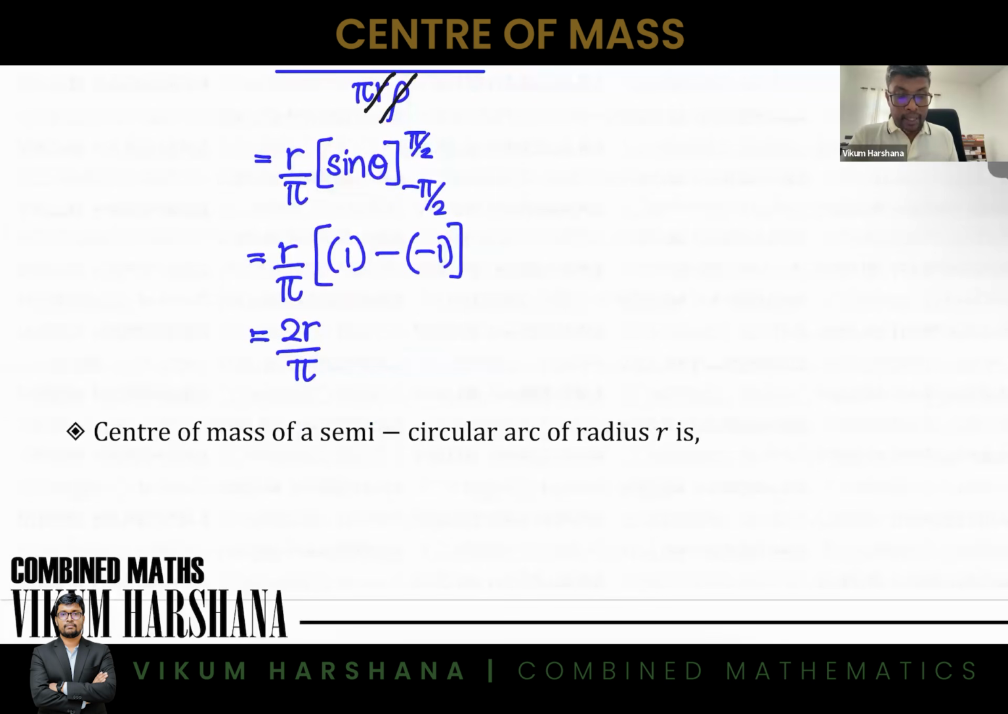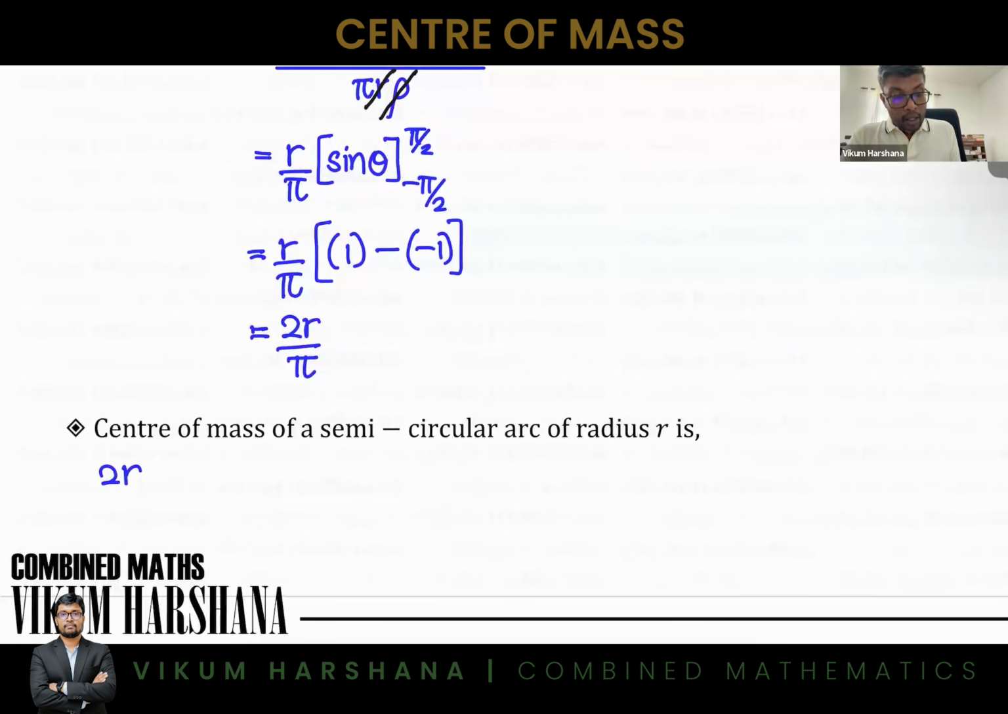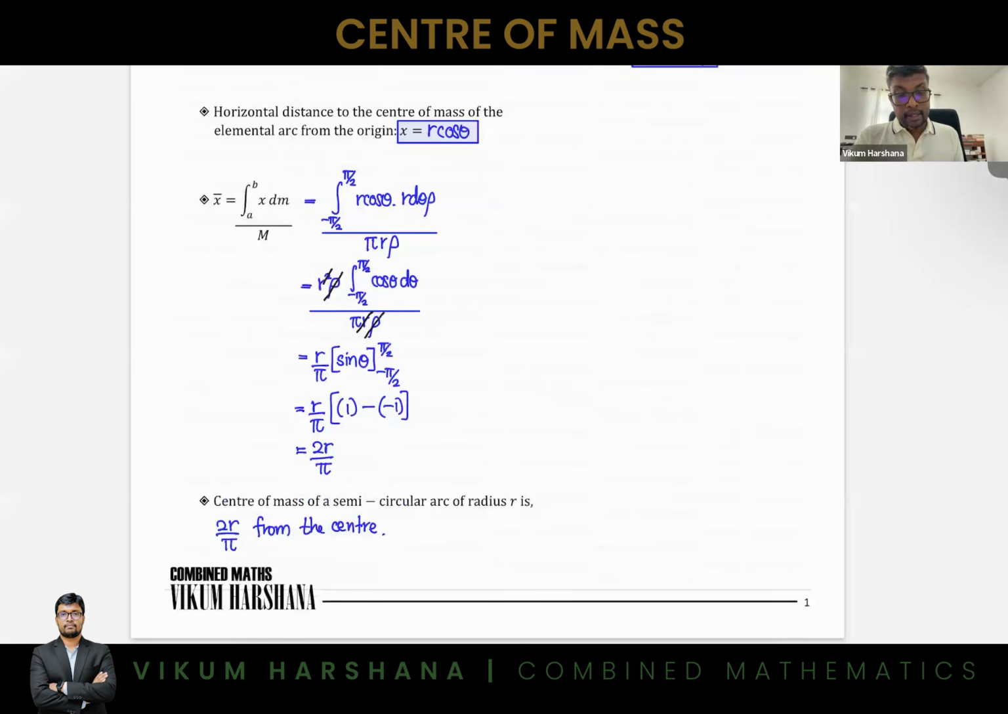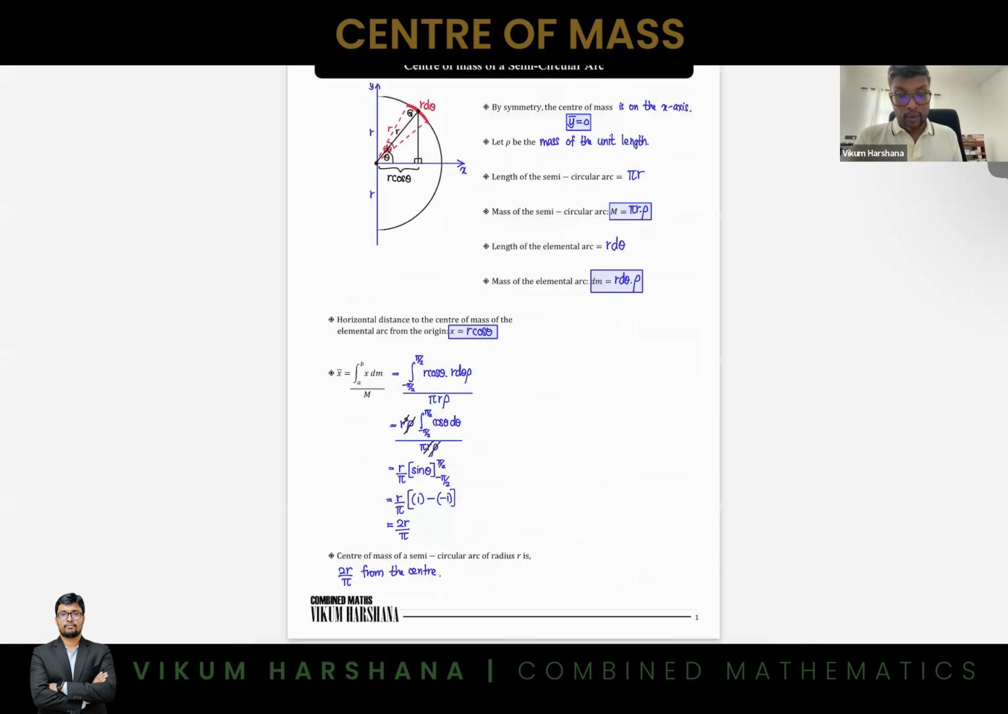So now we can conclude that the center of mass of the semicircular arc of radius r is 2r over pi from the center. That's it. So this is the center of mass of a semicircular arc.